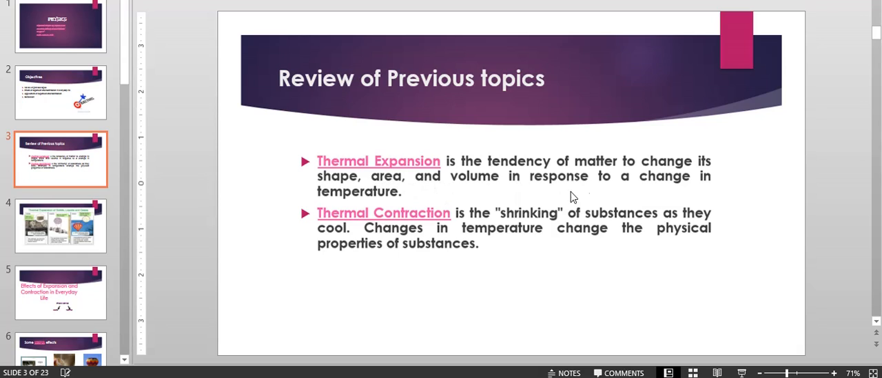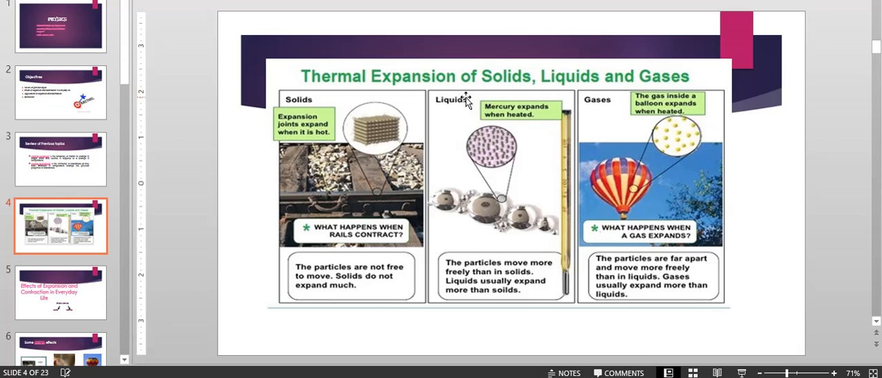Thermal expansion is the tendency of matter to change its shape, area, and volume in response to a change in temperature, whereas thermal contraction is the shrinking of substances as they cool. Changes in temperature change the physical properties of the substance. And then the thermal expansion in solids, liquids, and gases. The particles in solids are not free to move. Solids do not expand much. For example, leaving spaces in between the rail tracks due to the expansion process.